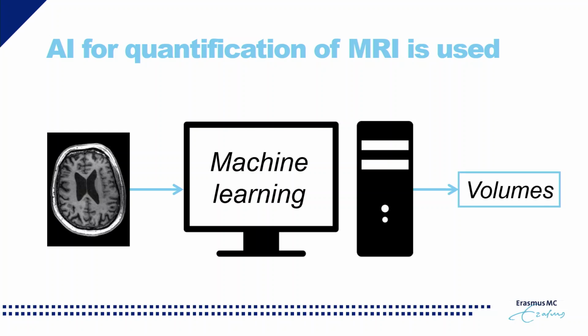I would like to illustrate this based on something that is being used, or starting to be used, in the memory clinic, which is AI for quantification of MRI. These types of AI methods apply machine learning or image analysis to obtain volumes or other biomarkers, but mostly volumes, from structural MRI. That is what's being used in the memory clinic at the moment to extract volumes of white matter, gray matter, and specific brain structures such as the hippocampus.